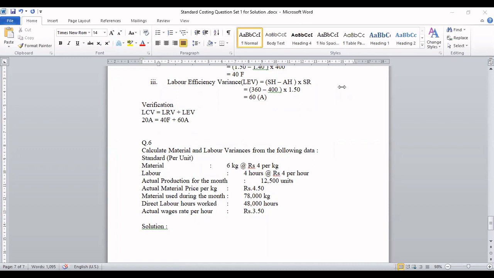Actual production for the month is 12,500 units. Actual material price per kg is 40.50 rupees. Material used during the month is 78,000 kg. Direct labor hours worked are 48,000 hours. Actual wage rate per hour is 3.50 rupees.